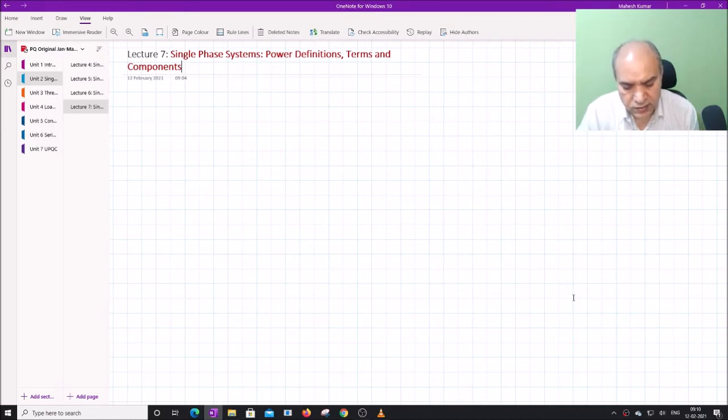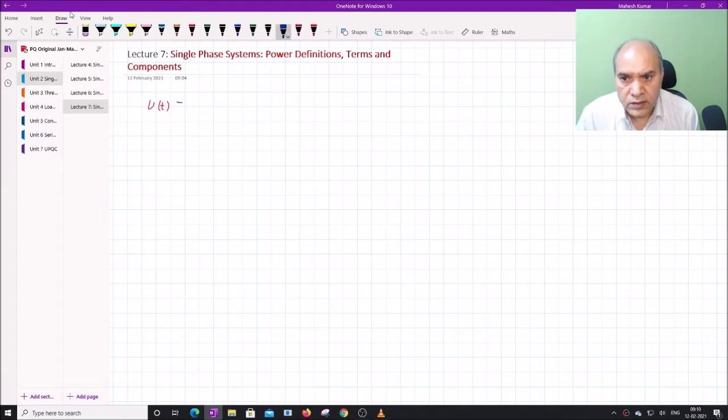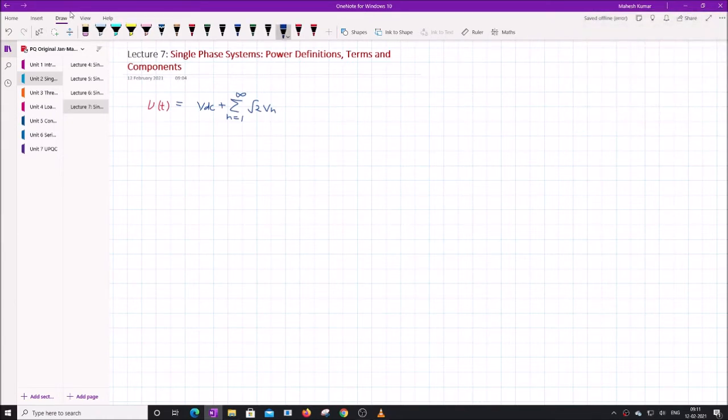And last time we learnt that for this system, where the voltage and the current both contain harmonics, the voltage is VDC plus the sum over n equal to 1 to infinity of root 2 Vn sine(n omega t minus phi Vn). And the current we have expressed similarly: IDC plus the sum over n equal to 1 to infinity of root 2 In sine(n omega t minus phi In).